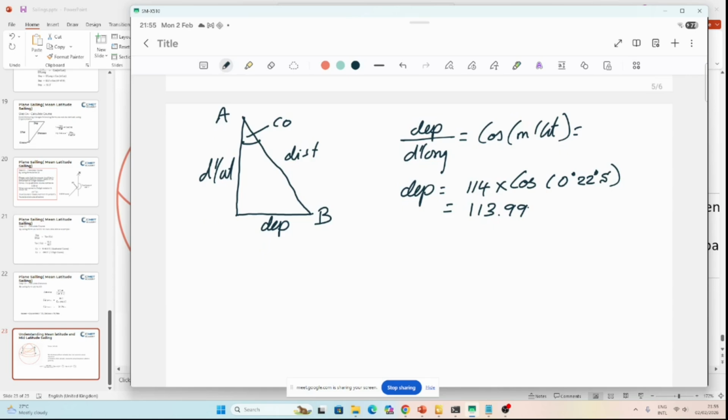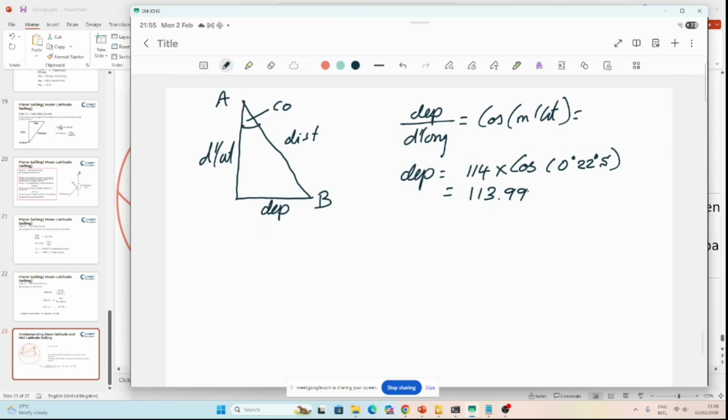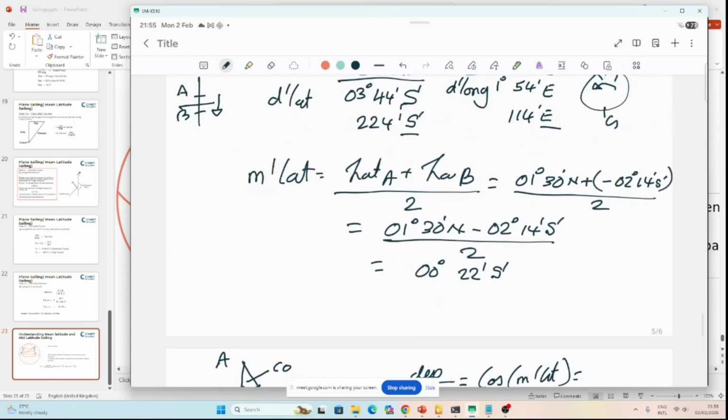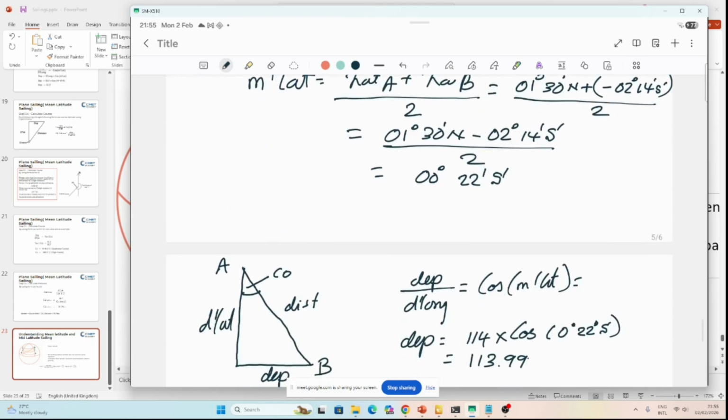All right. Okay. So departure is fine. Now we have to find out the course. So what is the formula we can use? The formula we can use is the parallel plane sailing formula, guys.